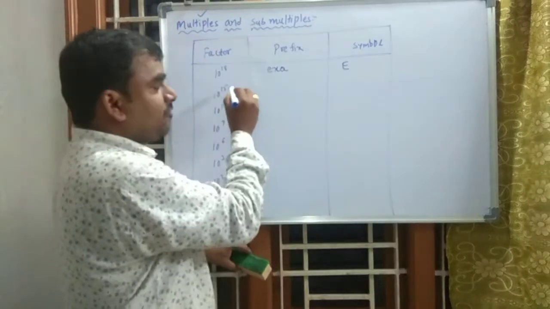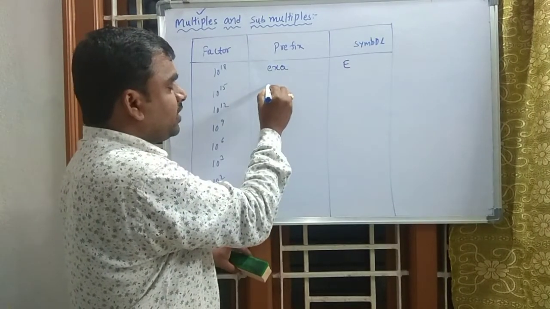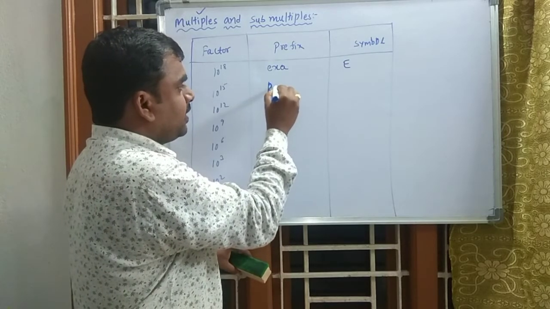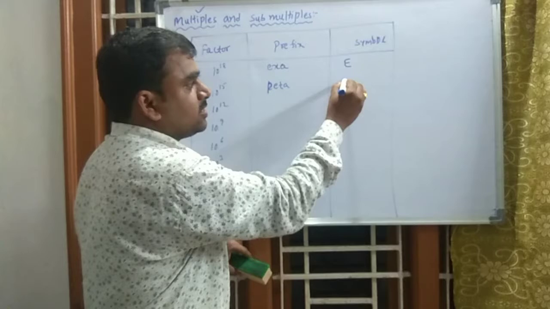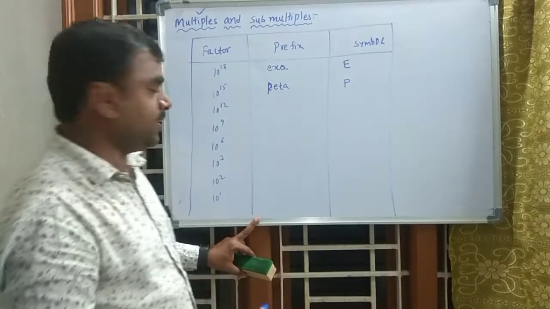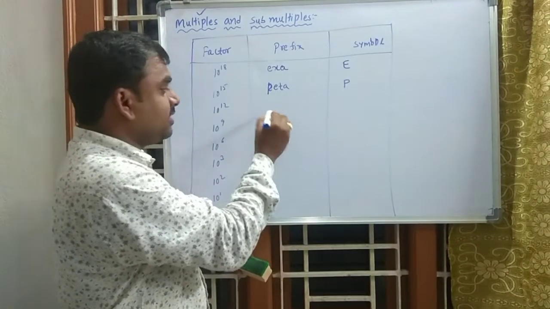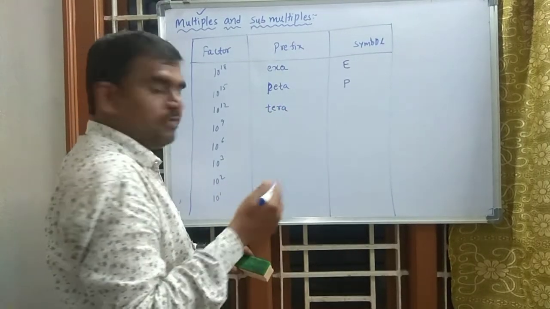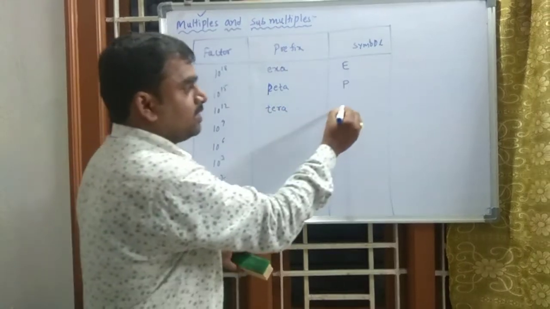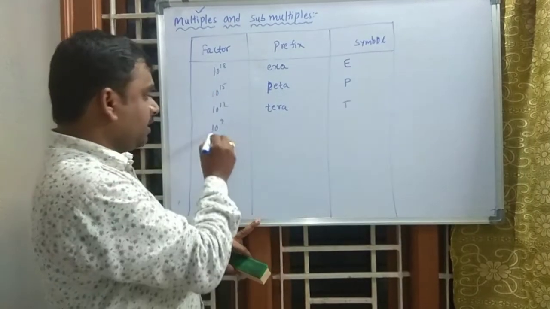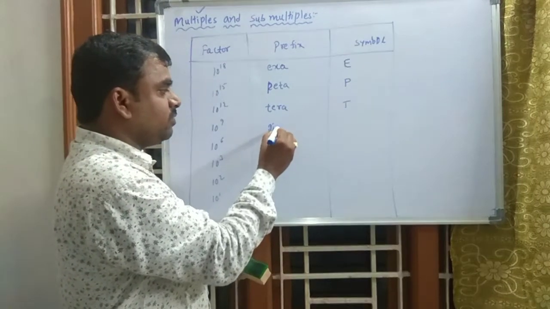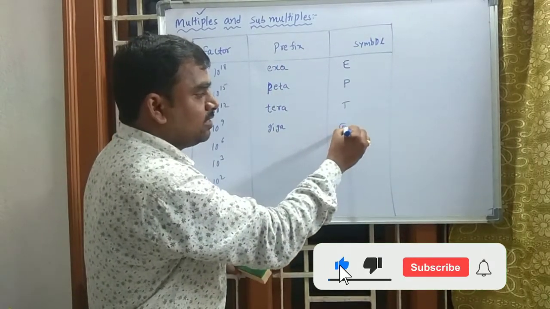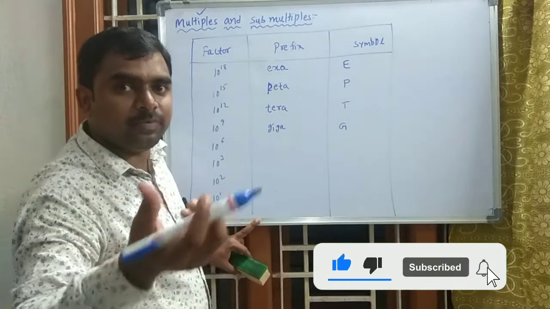10 power 15, we can call that one peta, P-E-T-A. The symbol we are using is P. And 10 power 12 is tera. Generally, hard disks nowadays are available in terabytes. That's why tera, T. 10 power 9 is there. That one we can simply call giga, so giga, G.